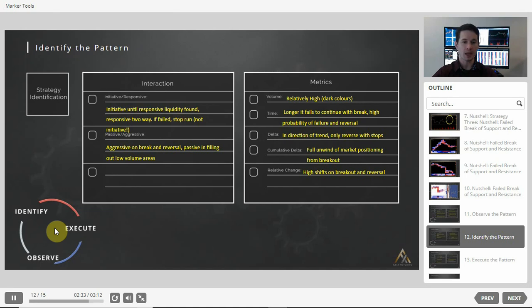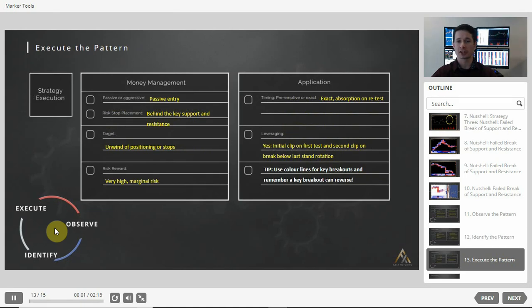Okay. In terms of delta, it should go in the direction of the trend, as well as the cumulative delta, and in terms of relative change, you should see a lot of shifts in volume and delta on the breaks and the reversals, as well as in the price. So again, observe what price is doing on the initial break as well as the flush down, what price is doing when we get the initial trend-like move up or down, and then when we get the stop run in either direction, what the price action, the volume and the delta do in that instance. Now we're going to talk a little bit about the execution part of the template in the next slide.